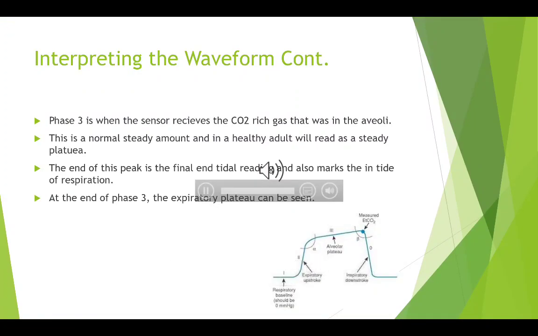Phase 3 is when the sensor receives the CO2-rich gas that was in the alveoli. This is a normal steady amount in a healthy adult, and it'll read as a plateau. The end of this peak is the final end tidal reading. It also marks the end tide of respiration. At the end of phase 3, the expiratory plateau can be seen.